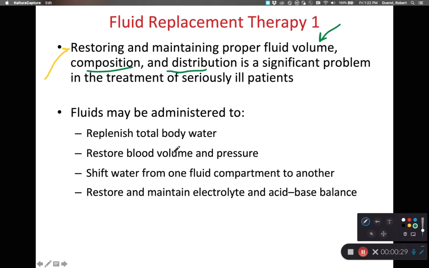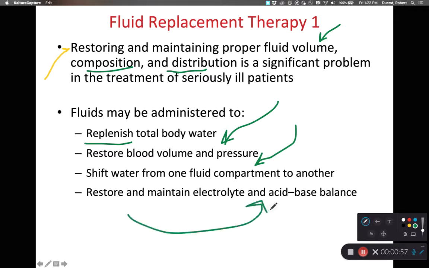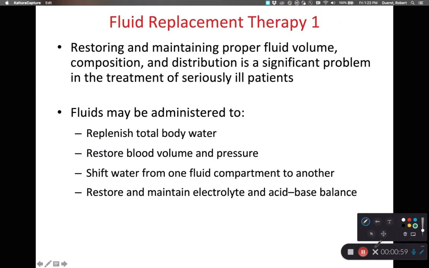The best way to restore fluids in our bodies is just to drink it. So we take a drink. But we could also have intravenous techniques as well. As we look at fluid replacement therapy, it's kind of a tongue twister right there. We do this in order to replenish the overall amount of water in our bodies, to restore blood pressure balances, to move fluid from one compartment to another, or to maintain the correct electrolyte composition of our bodies.